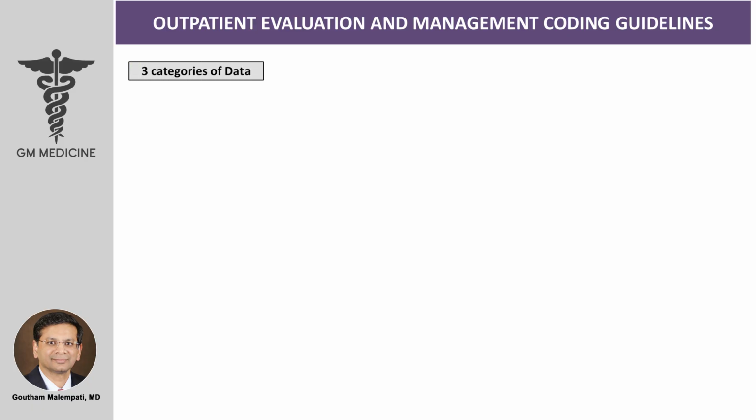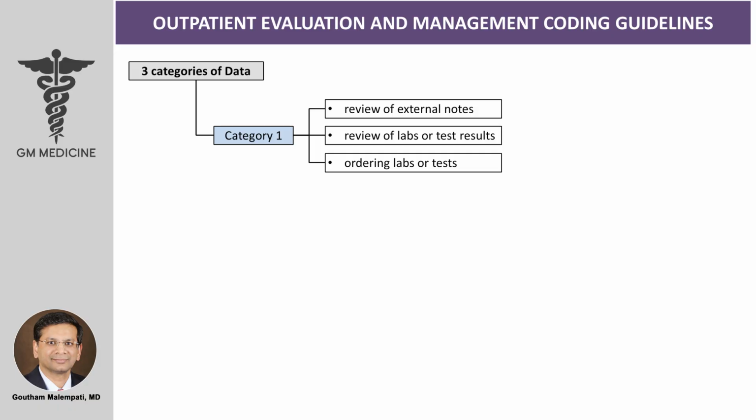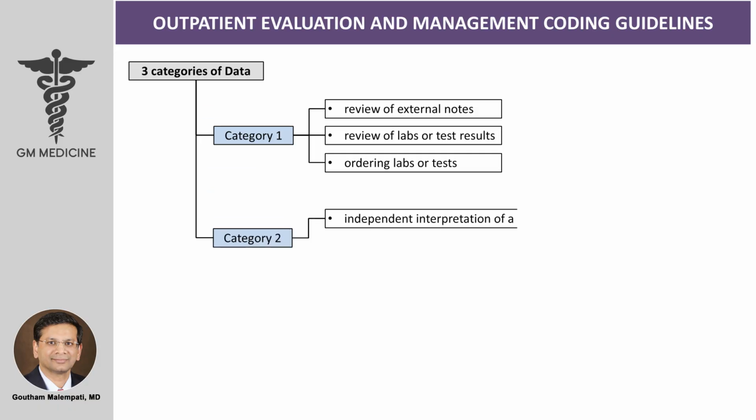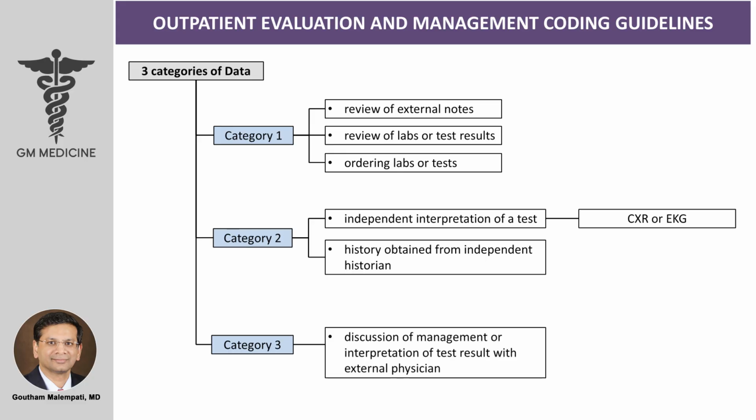There are 3 categories of data. Category 1 consists of review of external notes, review of labs or test results, ordering labs or tests. Category 2 includes independent interpretation of a test such as chest X-ray or EKG, history obtained from independent historian. Category 3 includes discussion of management or interpretation of test result with external physician.